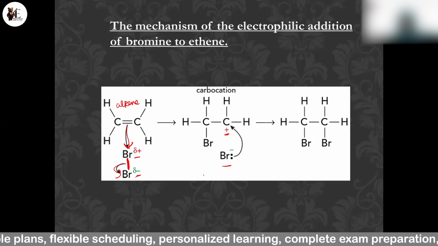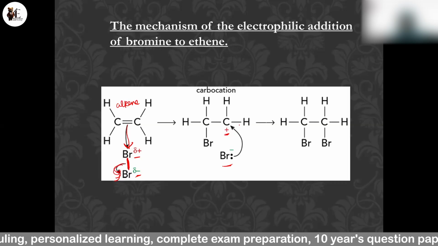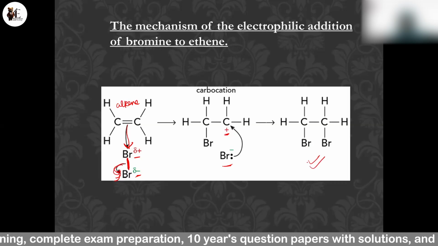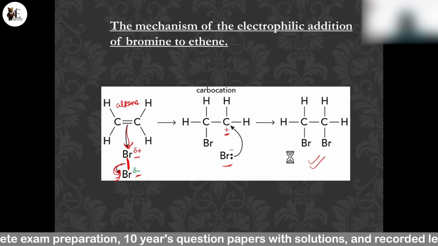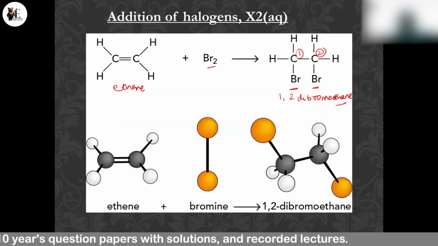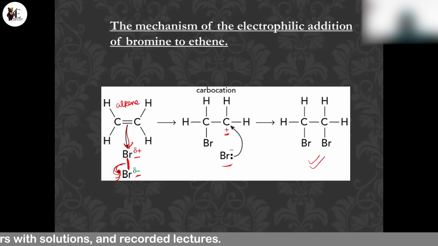Now the other bromine, the one which leaves in the first step, attacks this carbocation. Then we have 1,2-dibromoethane. So this is the mechanism of the reaction we studied here. There's a formation of an intermediate which is a carbocation. Is it clear? Any doubt in this?